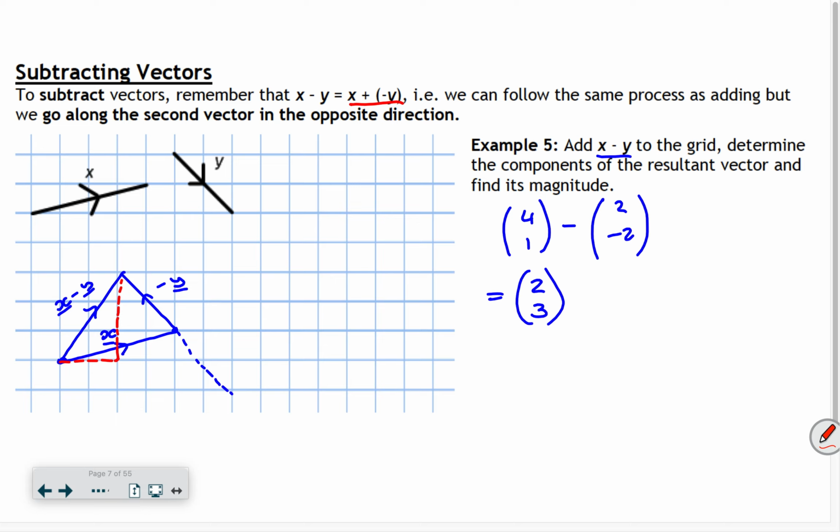So either you can draw the vectors, or you can do the subtraction and then just draw this resultant vector here. Either way is absolutely fine, and you would still get the same marks.